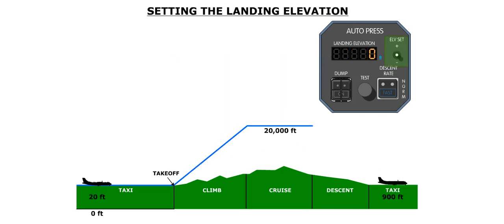Let us assume takeoff is from an airport with a field elevation of 20 feet above mean sea level. The destination field elevation is 900 feet. The flight plan calls for a cruise altitude of 20,000 feet. Click on the elevation set trigger switch to set the landing field elevation of 900 feet.